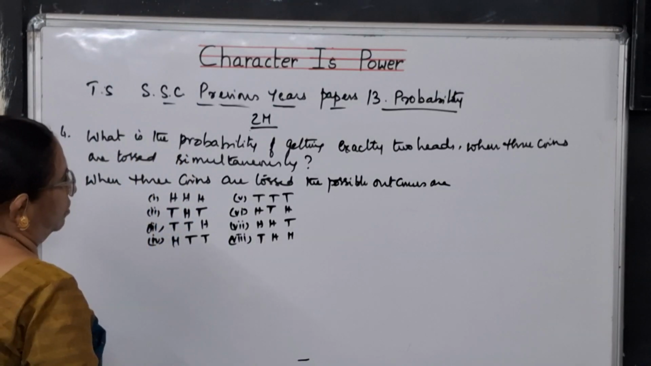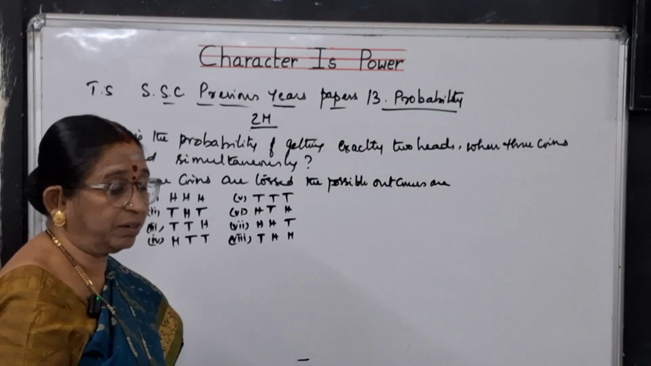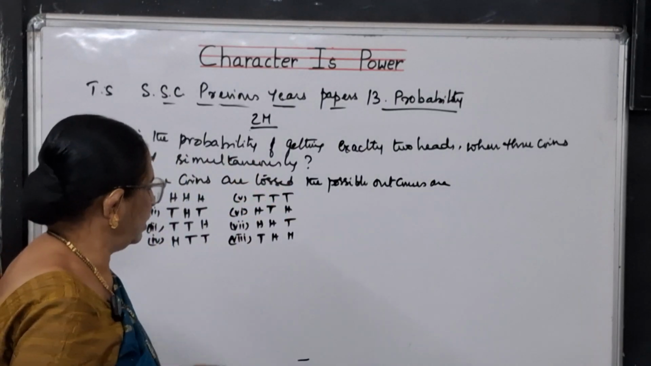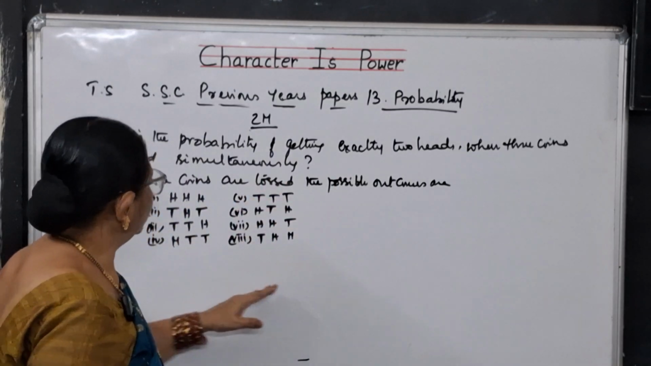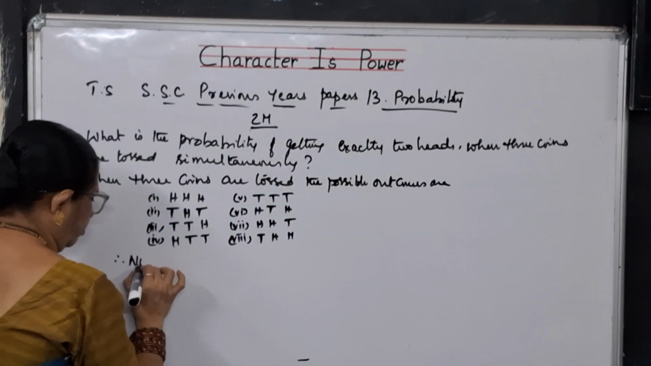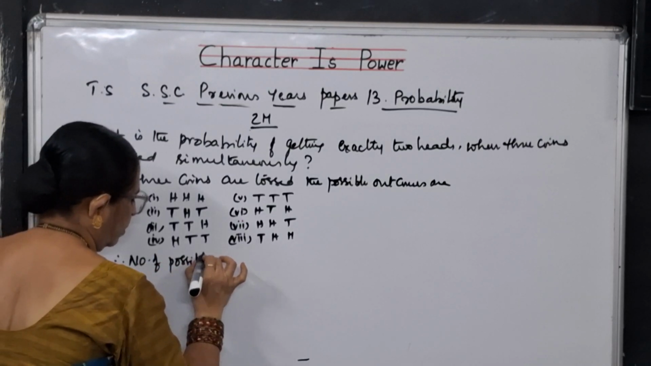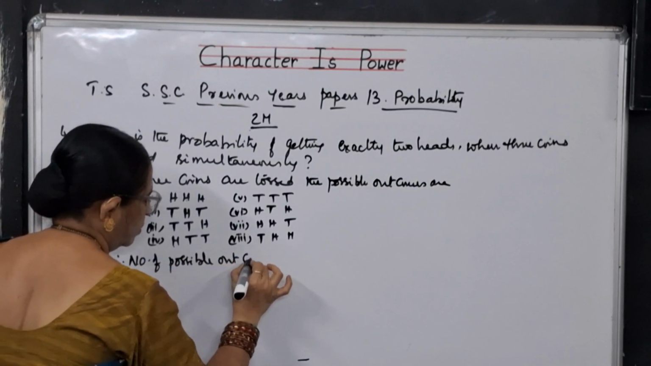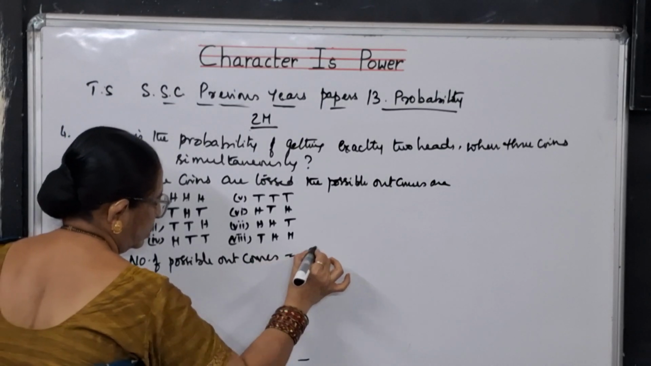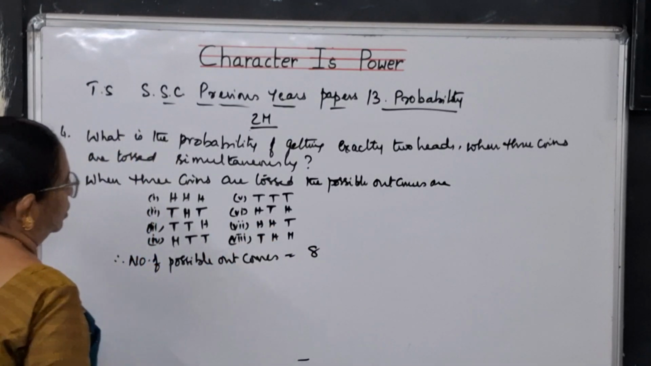So one after the other, when the tossing is done, three coins are tossed simultaneously. What are you getting? These are the chances of getting. So we will be saying that number of possible outcomes are nothing but 8. Because you have got 8 values you are going to get.